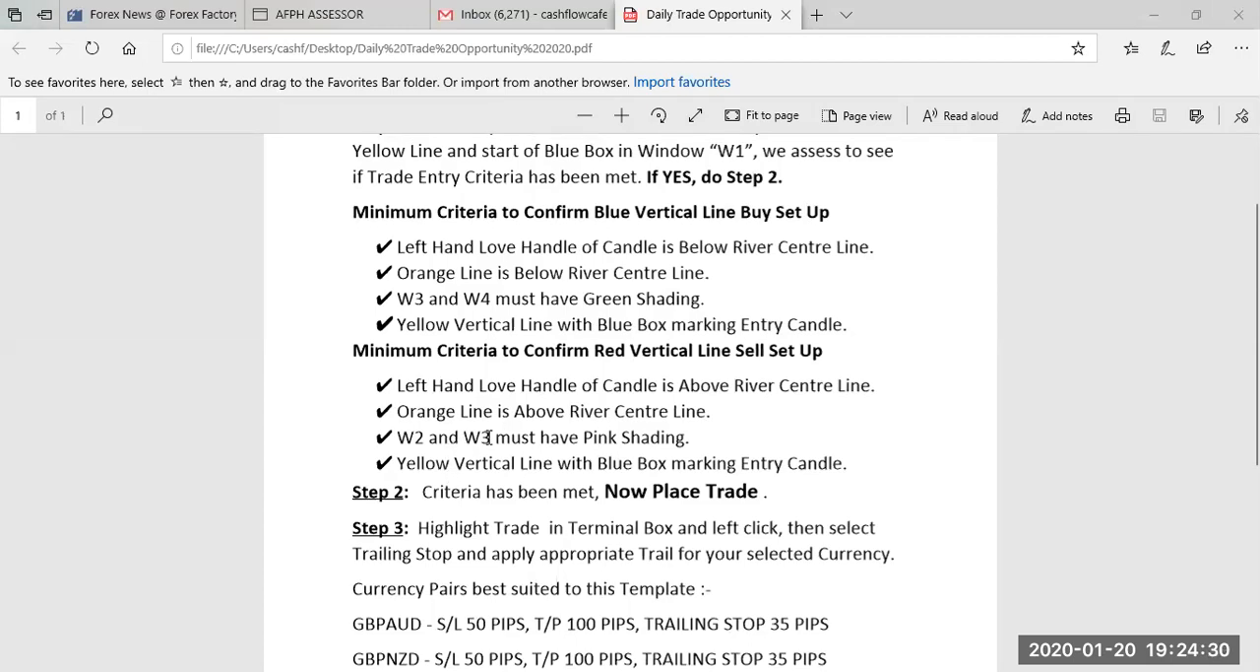So when we have pink in 2, 3, and 4, that means all the moving averages are above the river center line with the orange line. So that's very strong. But for our criteria to be met, we only need to have 2 of them. We would expect that when we're going up, the first one that's going to turn pink is the one closer to the center line. When it's coming down, we'd expect the bottom one, which is closest to the center line, to go green. So as long as our other 2 are above the center line, criteria is met.